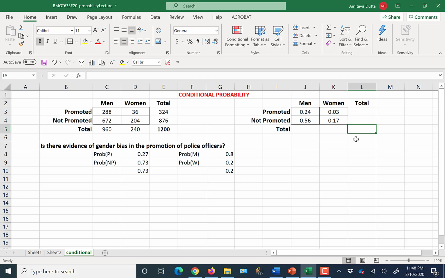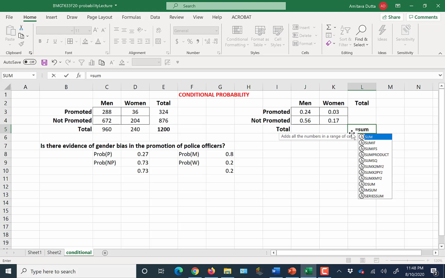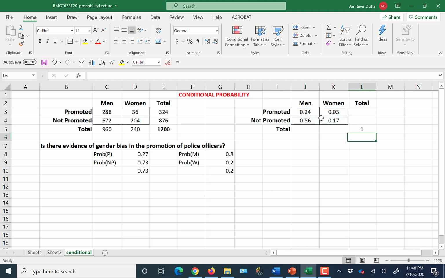Now if I add these four numbers up, just like these four added up to 1200, they should add up to 1. So let's do that. Do you see it added up to 1, as I would expect? So now let's calculate some other probabilities. We know what 324 divided by 1200 was, the probability of being promoted.